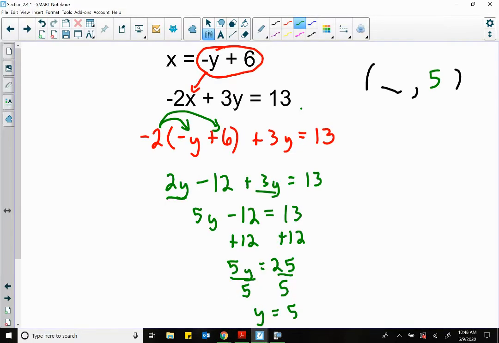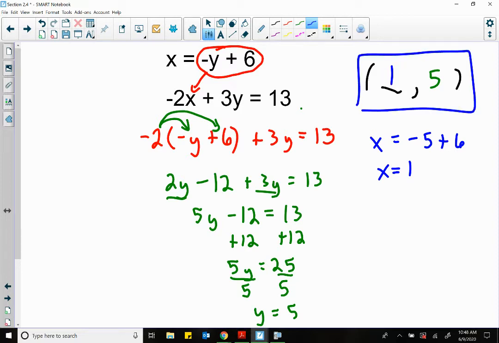So all you're going to do here is take this 5 and plug it into one of these two. Again, it doesn't matter which one you plug into. I'm going to plug into the top. So that gives us x equal to -5 plus 6. What is -5 plus 6? X equals 1. And there we go. There's the answer. 1, 5. Okay? See? Not that hard. Not that crazy.